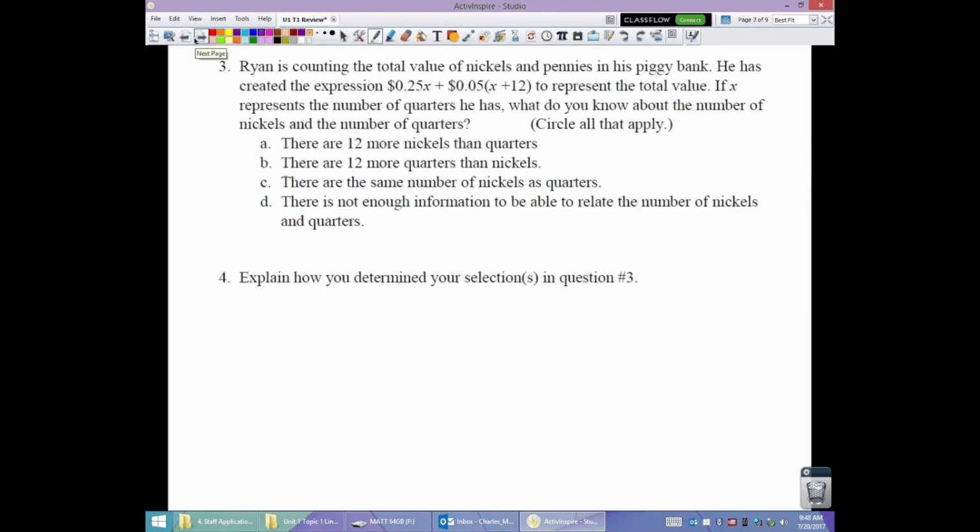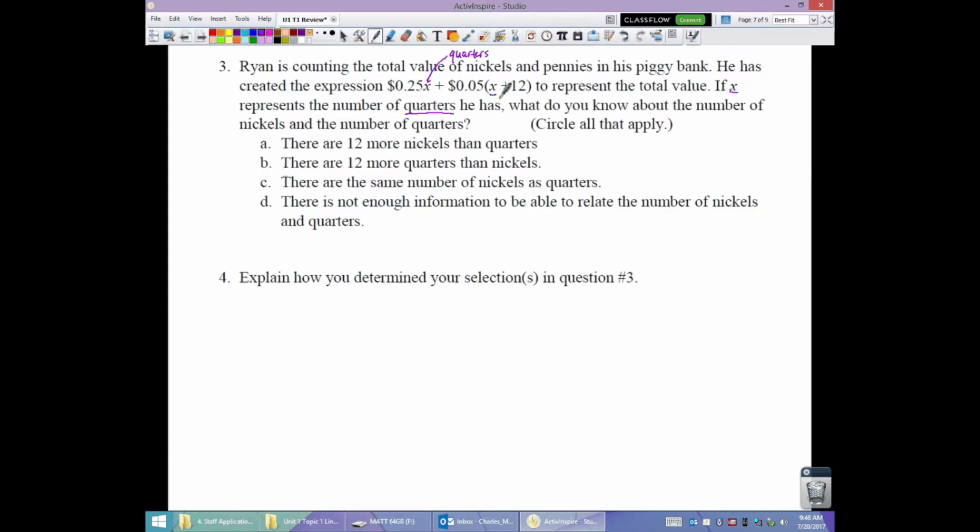Okay, old Ryan's emptying his piggy bank here again. This time he's looking at quarters and nickels. Okay, so X stands for number of quarters. And we can see here in his expression that he's multiplying the value of a quarter, 25 cents, times the number of quarters. Okay, so this is quarters.